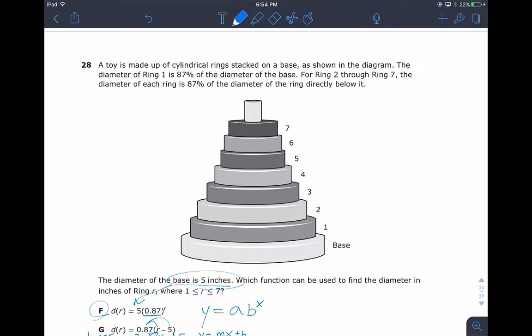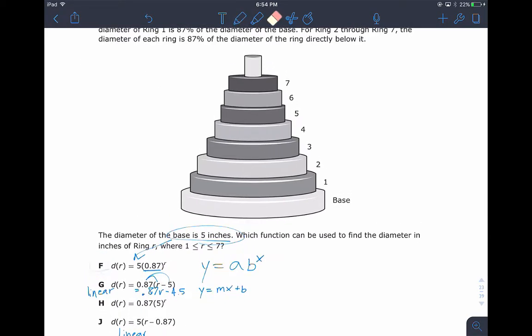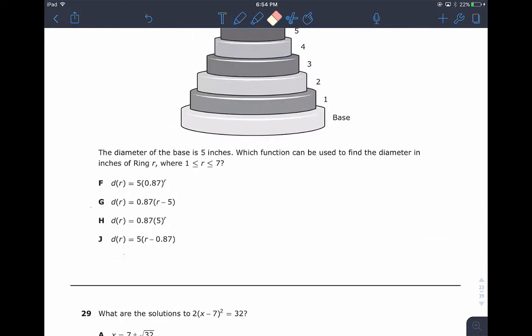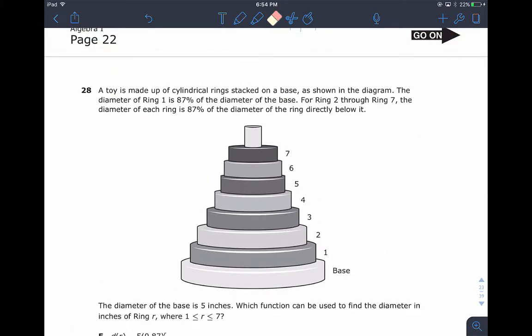All right, next one here. Oh, I forgot to clear this out here. Oh, so obviously you might have seen what the answer is. But that's okay. We'll talk about where it comes from.